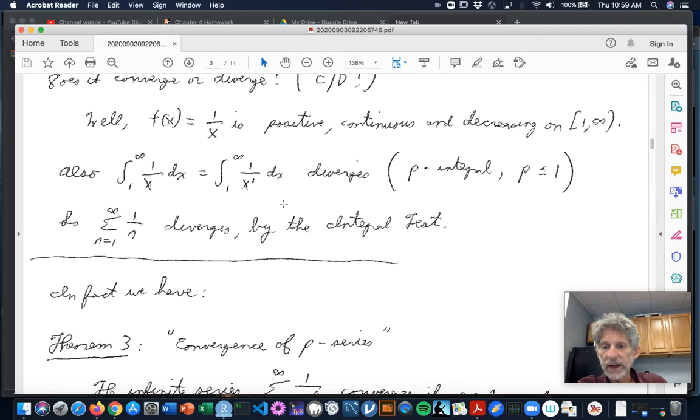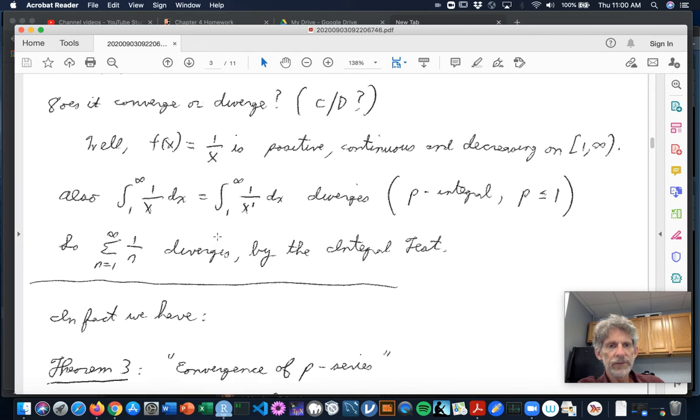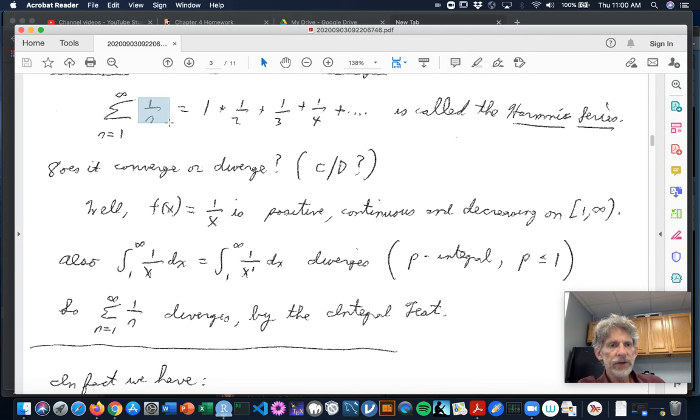In fact, they do that in the textbook. They have this example in the textbook. And you take the antiderivative, which is log of x, and you evaluate, and you take limits, and you get infinity. So the improper integral diverges, therefore the infinite sum has to diverge by the integral test. The 1 over n's go to 0, but they don't go to 0 fast enough to prevent the sum of them from being infinite.